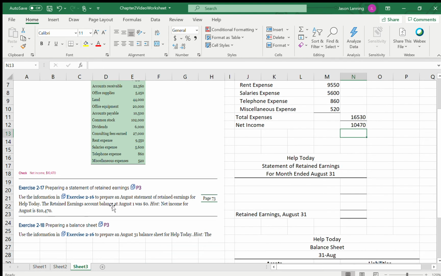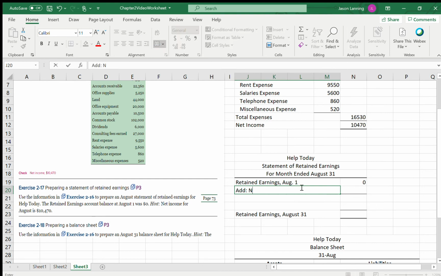So the information for the August statement of retained earnings for Help Today: the retained earnings account balance on August 1st was 0. Net income for August is 10,470. We just calculated that. So we start the retained earnings statement with what we had to begin with. Retained earnings as of August 1st were zero. We had no retained earnings. Now, we're going to add in our net income from the period, which was 10,470, and we'll add these two.